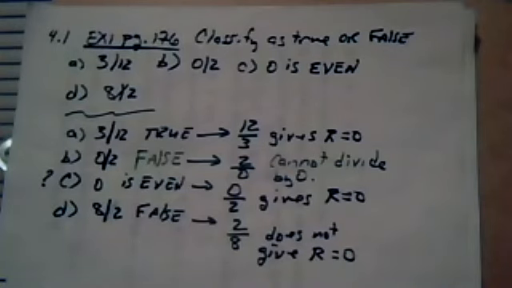B, 0 divides 2 is false because that would imply that you would be dividing 2 by 0, but we can never divide by 0.